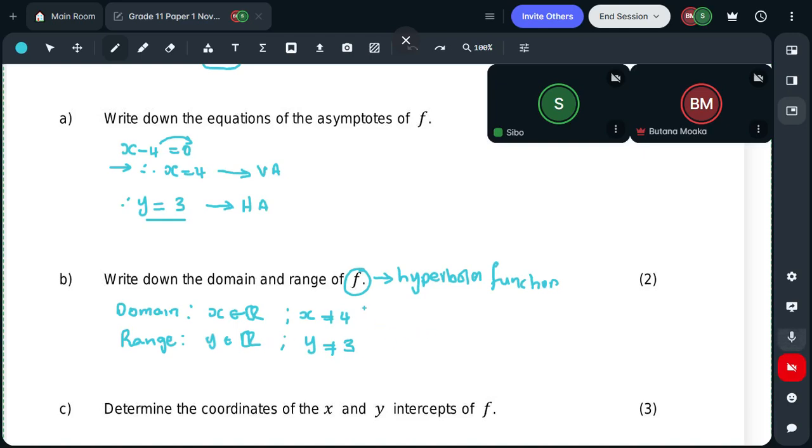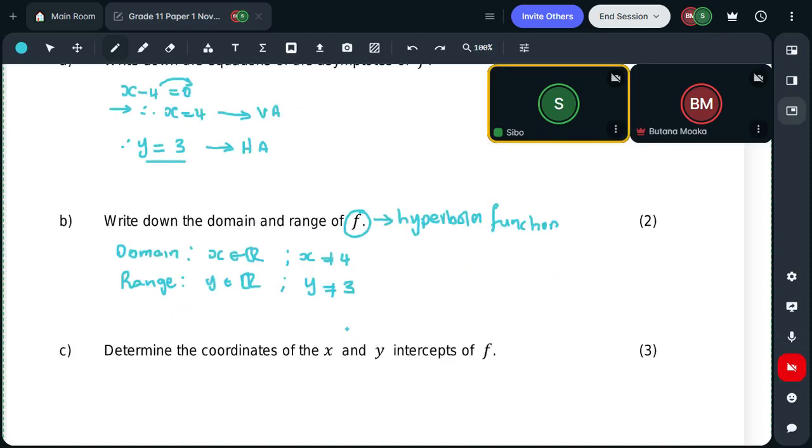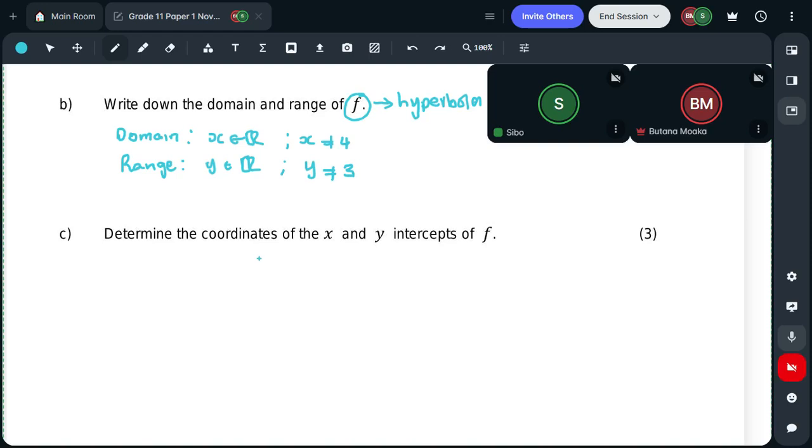You'll understand when we do the drawing for this one. When we do the drawing, you'll understand why I'm saying that. Reject x to be not equal to 4, and also y must not be equal to 3. You understand how this works? Okay, next question. Determine the coordinates of x and y intercept.